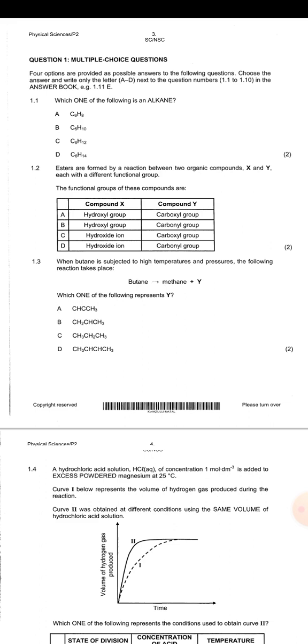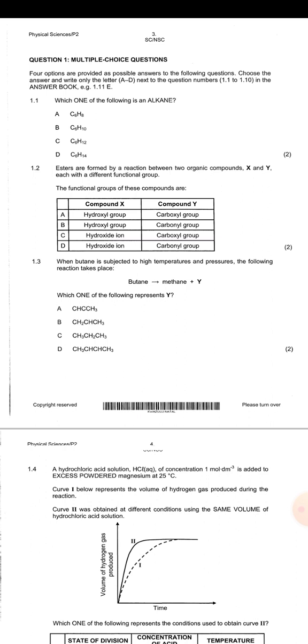1.3: When butane is subject to high temperatures and pressures, the following reaction takes place: butane gives methane plus Y. For somebody who already knows that high temperatures and pressures are a form of cracking, that is thermal cracking, you know that Y has to be an alkene.